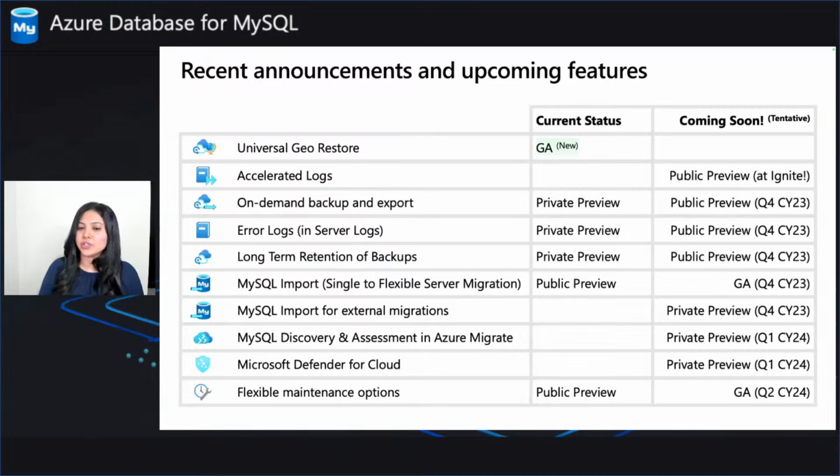And flexible maintenance options, which was released in public preview last month, basically allows you to reschedule maintenance windows and even instantly initiate maintenance with the reschedule now option. These features will go general availability in the second quarter of next year. It's already in public preview if you want to try them out.